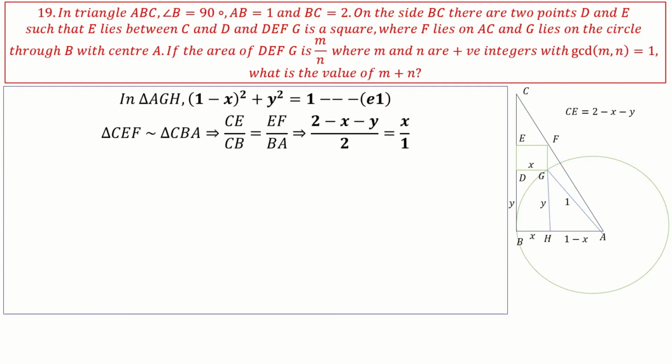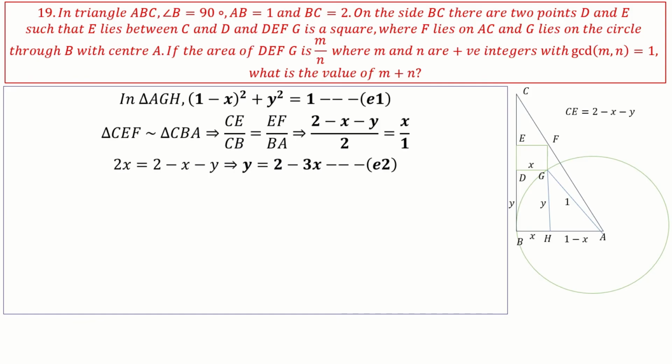Next, the triangle CEF and triangle CBA are similar triangles, because both are right angle triangles and EF is a line parallel to one of the sides, so they will be similar triangles. So CE by CB equals EF by BA. I now have the values: CE is 2 minus x minus y, divided by CB which is 2, equal to EF which is x, divided by AB which is 1. So now I have the second equation. Now I have two equations and two variables to solve.